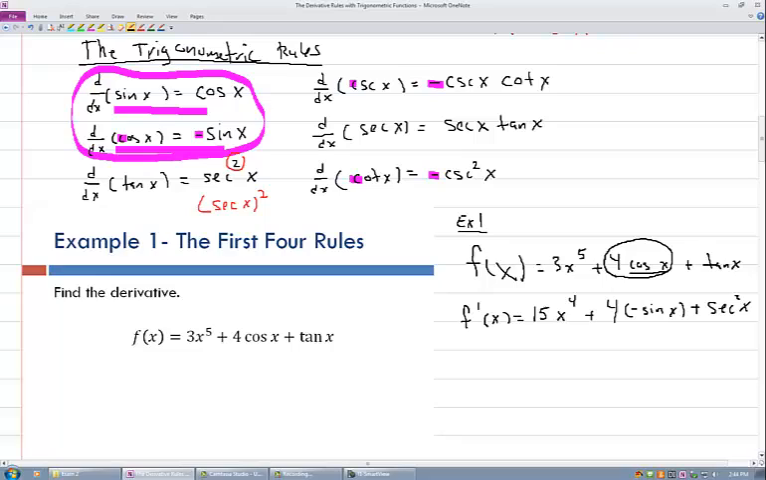And so I'm just using these rules over here. So the derivative of tan x right here is just secant squared x. And I'll clean this up a little bit. So if I come down here, this is going to be equal to, and I just copy down the 15x to the 4th. Then I have minus 4 sine x. And then finally plus secant squared x. And so that's how I take the derivative of a function involving the cosine function or the tan function.